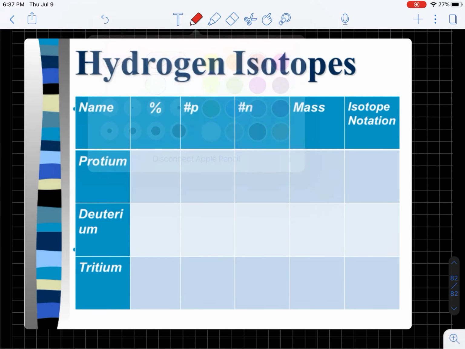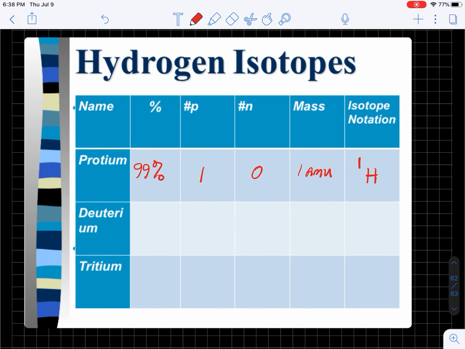Okay. The first hydrogen isotope is something called protium. And protium is what we think of when we think of hydrogen. It makes up about 99% of all hydrogen atoms. It has one proton because all hydrogen atoms have one proton. It has no neutrons, so therefore it has a mass of 1 AMU. Its isotope notation, this is what we had in the first couple of videos, you would put the hydrogen symbol, and then you use the left side for your numbers. So your mass number goes in the upper northwest corner, and your number of protons goes in the southwest corner.